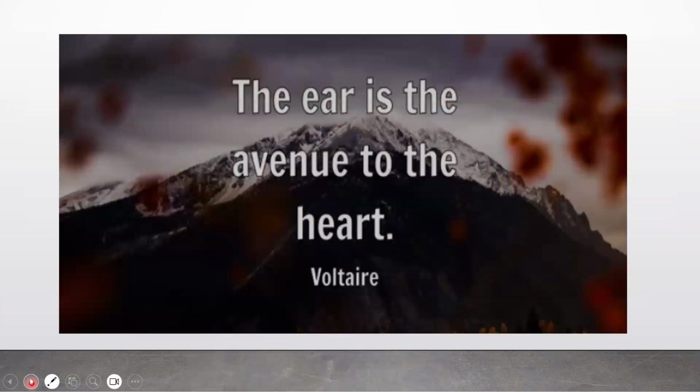And maybe finally, the ear is the avenue to the heart. So find a point where you know what you're hearing and what you're directing to your heart. So with that, we can call it a day.